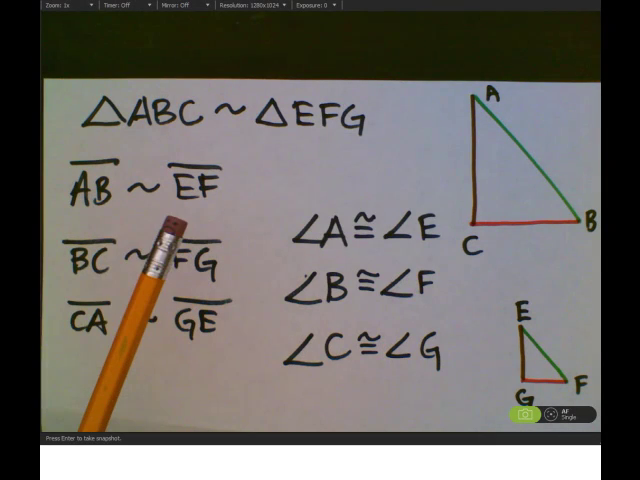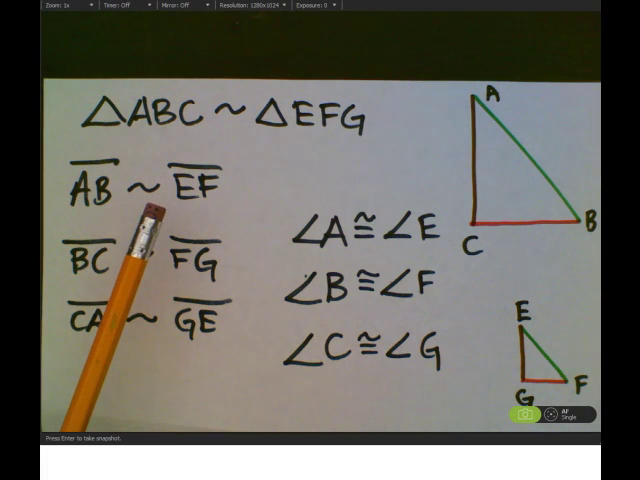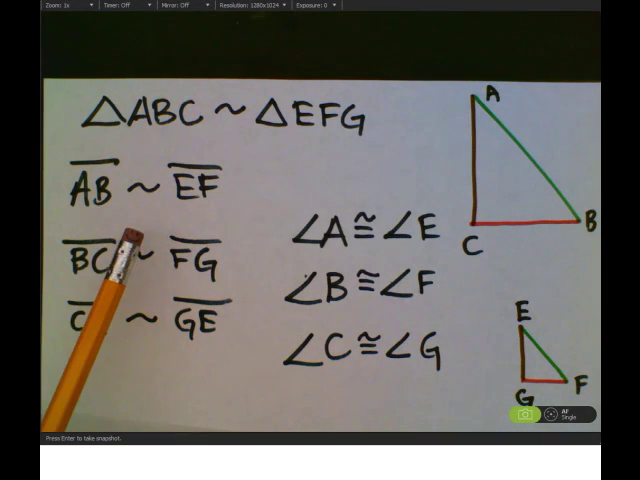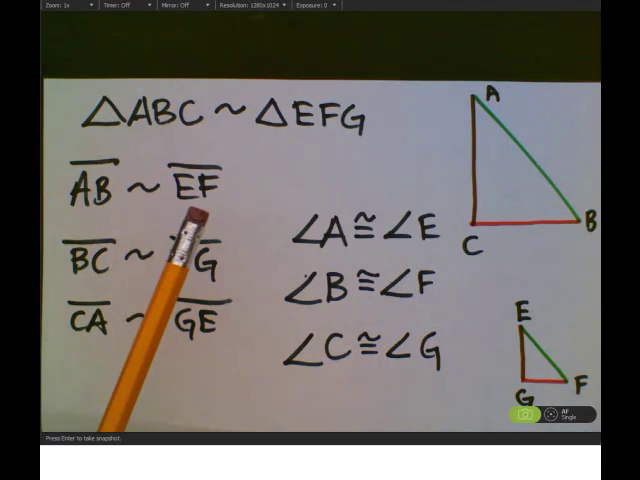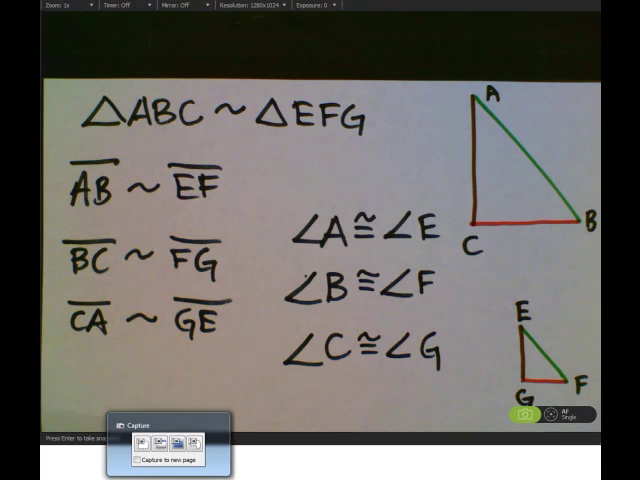So those sides are not going to be congruent. They're not going to be the same. But we can put a little squiggly line here and say that AB is similar to EF, or basically that they're proportional, and that would be correct. So when we look at these corresponding sides, we can say that they are similar, and therefore they will be proportional, which is going to be very important for a number of the practice problems that we will get into shortly.